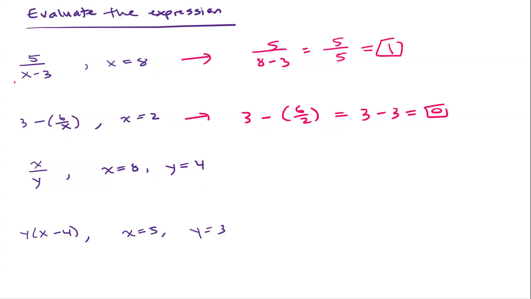All right, the next one here, again, we're just plugging in this information that tells us x is equal to 8, all right, and then y is equal to 4. So again, this expression here, 8 divided by 4, it just reduces to 2. Okay, which a lot of you guys got. And then the last one here, we have y times x minus 4. So y is 3, and then x minus 4.